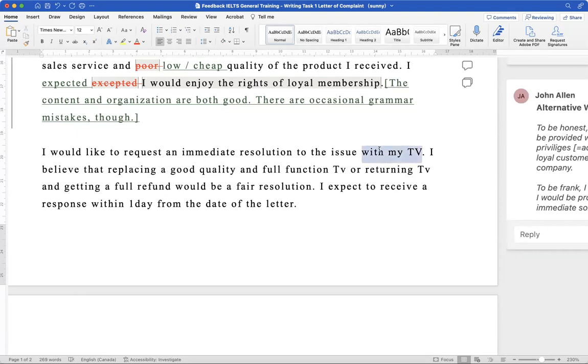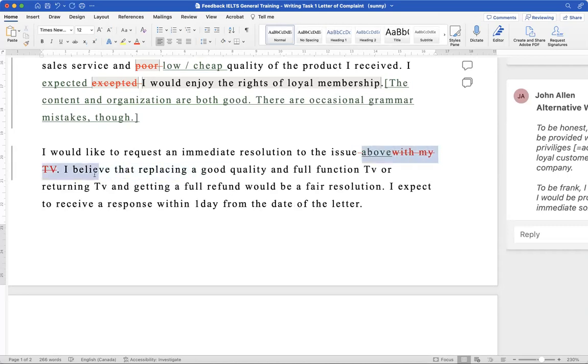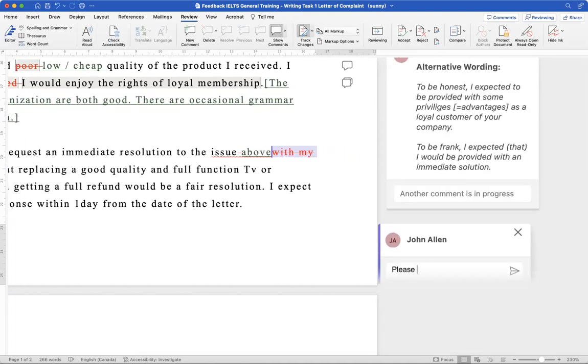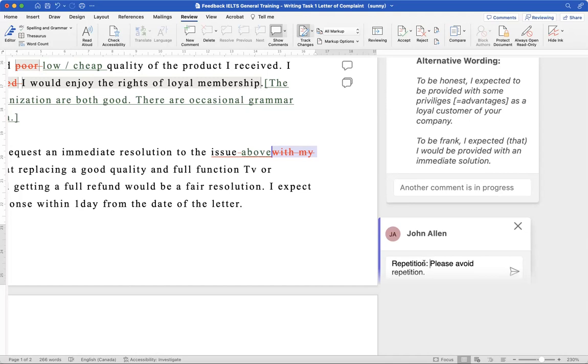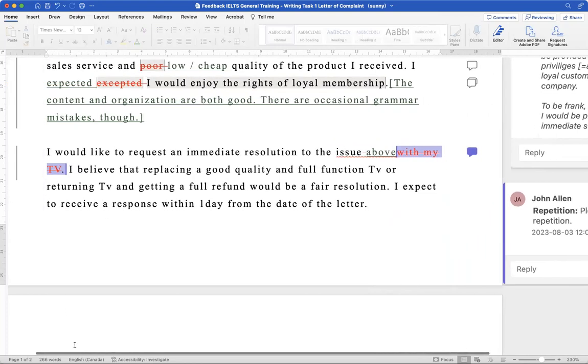You don't need to say "with my TV" again, just "the issue above". You can say that so as not to repeat the same words. Repetition again is not a good idea. Here we go. Please avoid repetition. Okay. I believe that I would like to request an immediate resolution to the issue above.